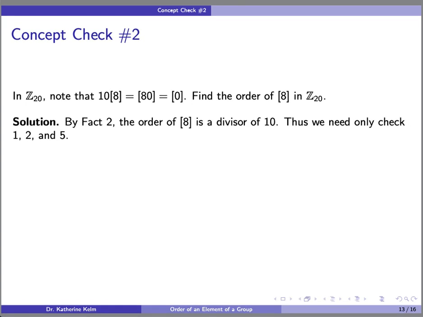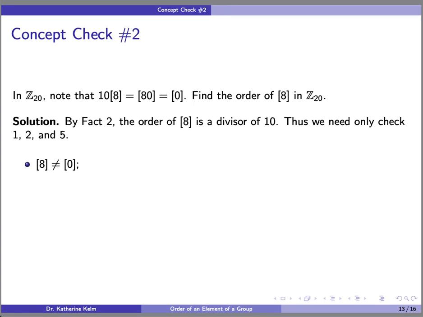Okay, so by fact 2, we know that the order of the class of 8 is a divisor of 10 because we were able to add the class of 8 to itself 10 times to get the class of 0. Thus, we only need to check 1, 2, and 5 as possible orders of the class of 8. Well, certainly the order of the class of 8 is not 1 because the class of 8 is not the class of 0 in Z20.